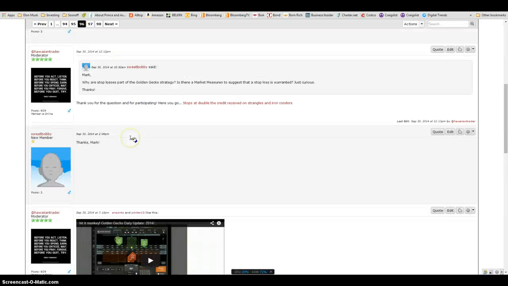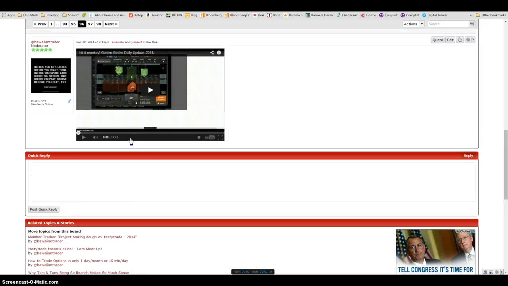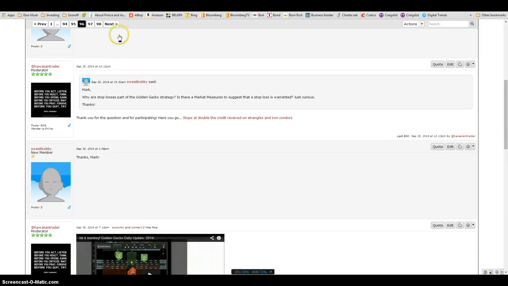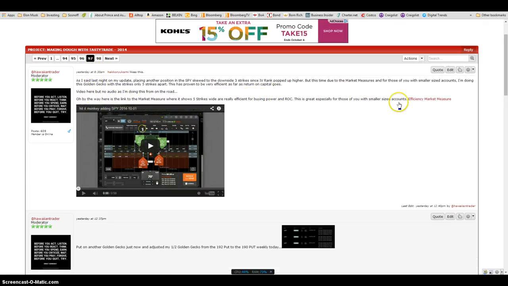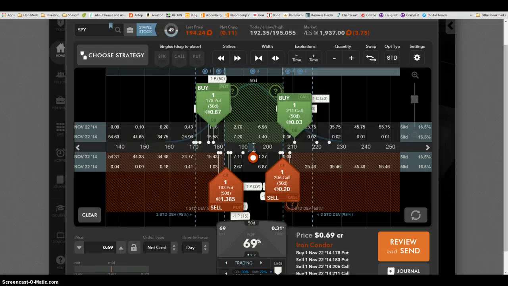Those are the stops for. Oh man, I apologize. Oh, by the way, sorry. It's on page 97. Efficiency market measure. You can click on that market measure for making your widths five strikes apart. Okay, so I'll go back to this. I apologize. Now, so all a golden gecko is.